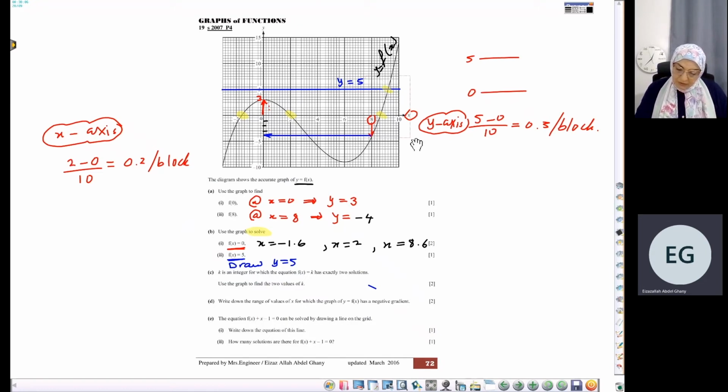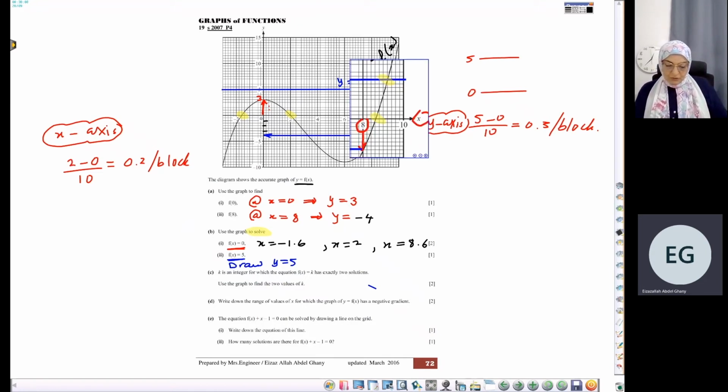Let's make it bigger to see on x-axis, which is 0.2 per baby block. Always remind yourself by writing the x-axis scale and the y-axis scale. So now this point is between 8 and 10. It could be 9 point something. Just estimate it and then read it accurately. 9 point something. You should have sense.